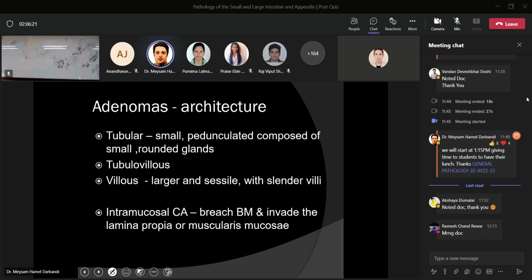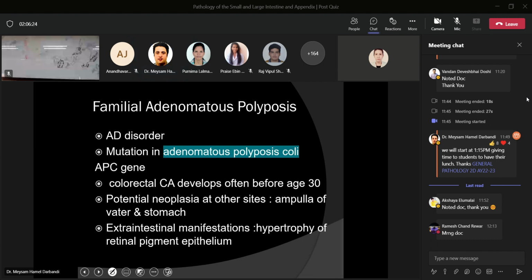This is very important: familial adenomatous polyposis. It's autosomal dominant, right? Mutation in the adenomatous polyposis coli, known as the APC gene. What is the function of this gene? It is a tumor suppressor gene, right? Colorectal cancer often develops before the age of 30. There is potential neoplasia at other sites like the ampulla of Vater or stomach. Extraintestinal manifestation: hypertrophy of retinal pigment epithelium.